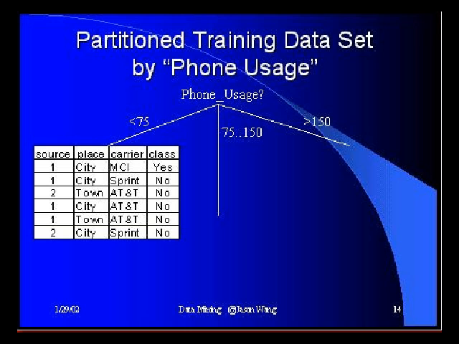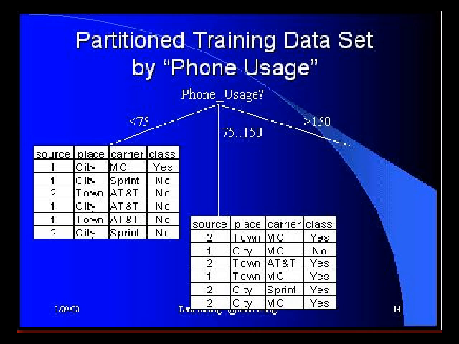Similarly, we can look at the original training database and pick up those tuples that have the phone usage between 75 and 150 and put them in this reduced training database. Again, if you look at the tuples here, they have different income source, different living places, different carrier. But all the tuples share the same thing: they all have the phone usage between 75 and 150. Some of them belong to the yes class and one belongs to the no class. Okay? This class information must be clearly given to the algorithm.